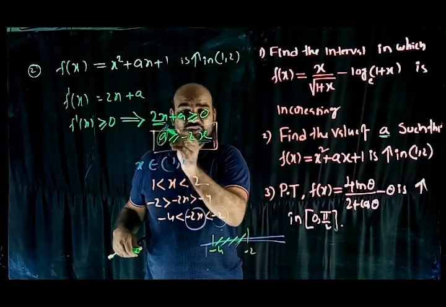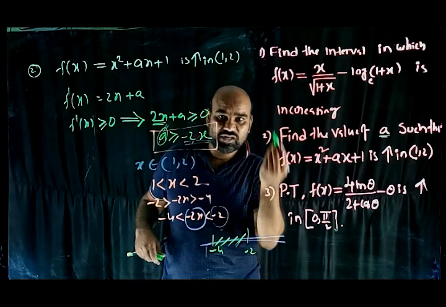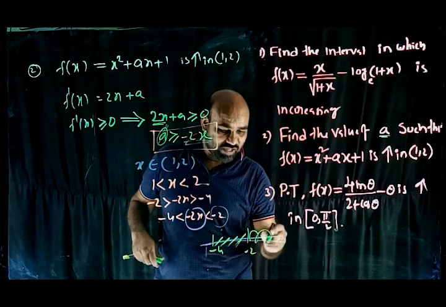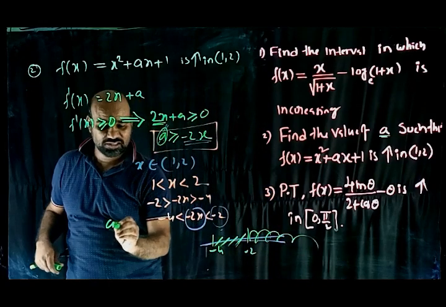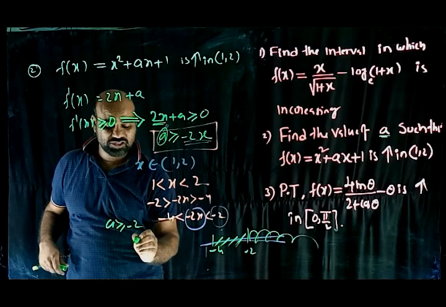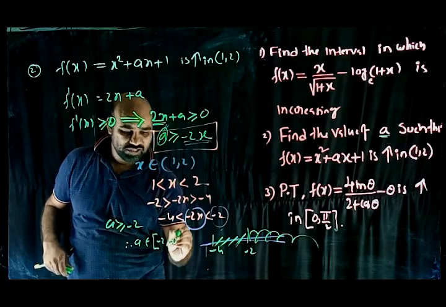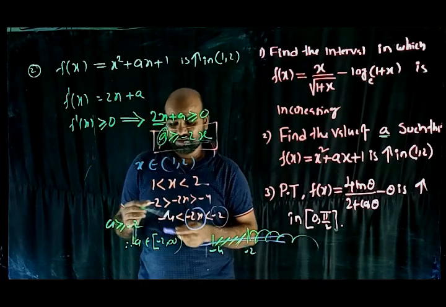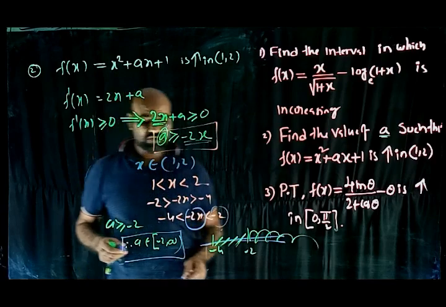But we want to find a value so that a should be greater than or equal to minus 2x. These values should be taken. Understand or not? Therefore, a is greater than or equal to minus 2. Therefore, a belongs to the closed interval minus 2 to infinity. These are the required values of a.